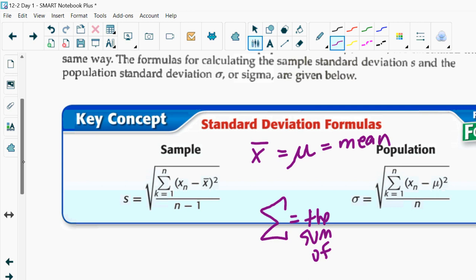But what this says we're going to do is take the square root of taking each number minus the mean, squared, and we're going to divide that either by the number of numbers minus 1 or the number of numbers. So I had an example here.